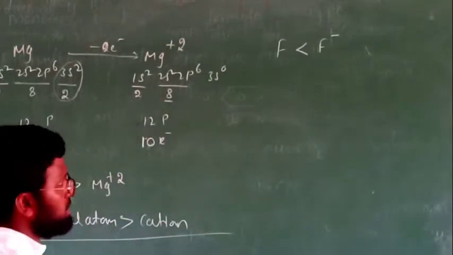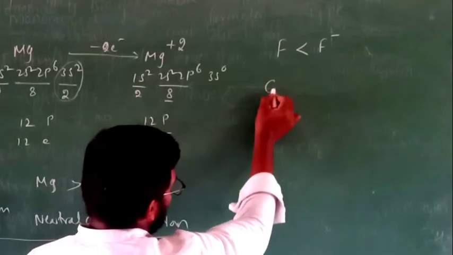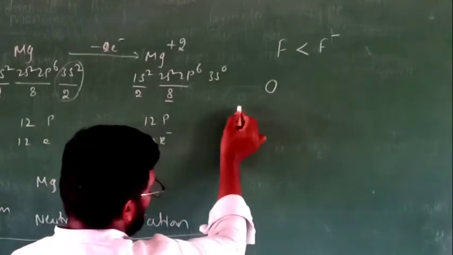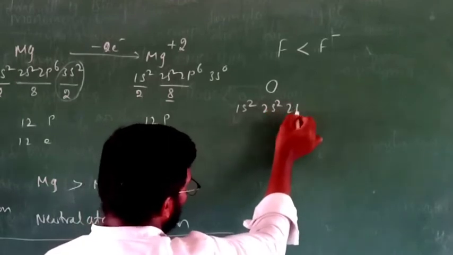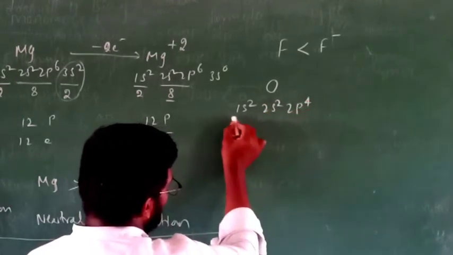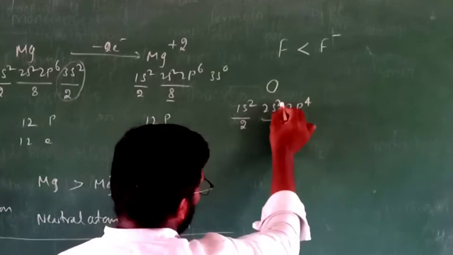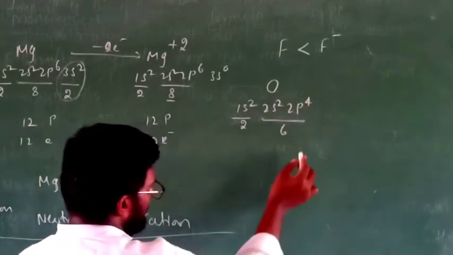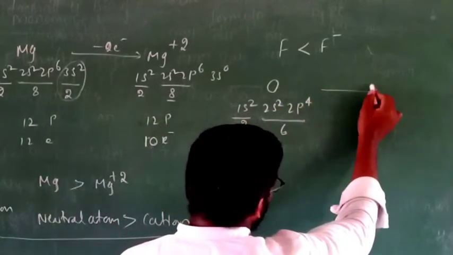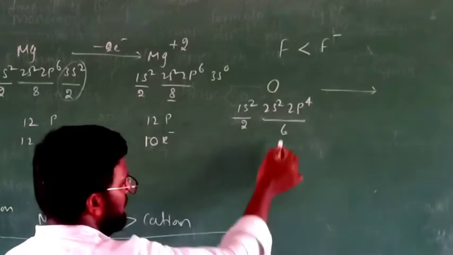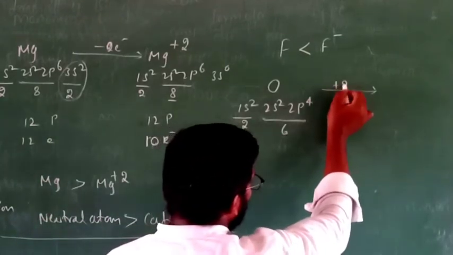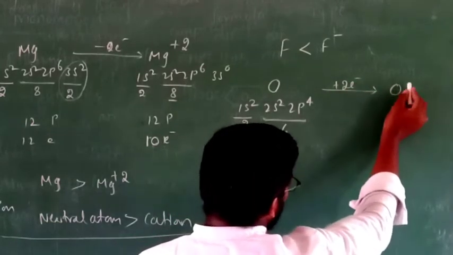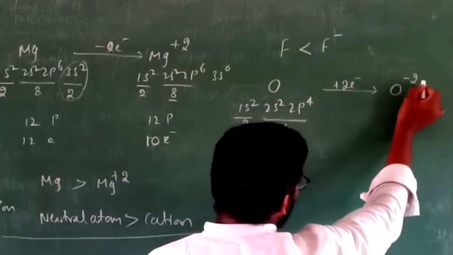Let's take one more example. Oxygen. Oxygen's atomic number is 8. Its electronic configuration is 1s2, 2s2, 2p4. It has 2 electrons in the first shell, 2 plus 4, 6 electrons in the last shell. To get octet configuration, it needs 2 more electrons. So after gaining 2 electrons, oxygen becomes O minus 2.